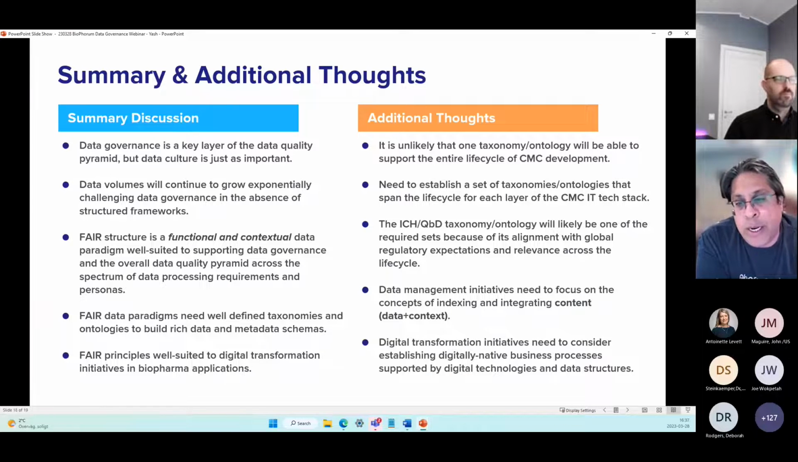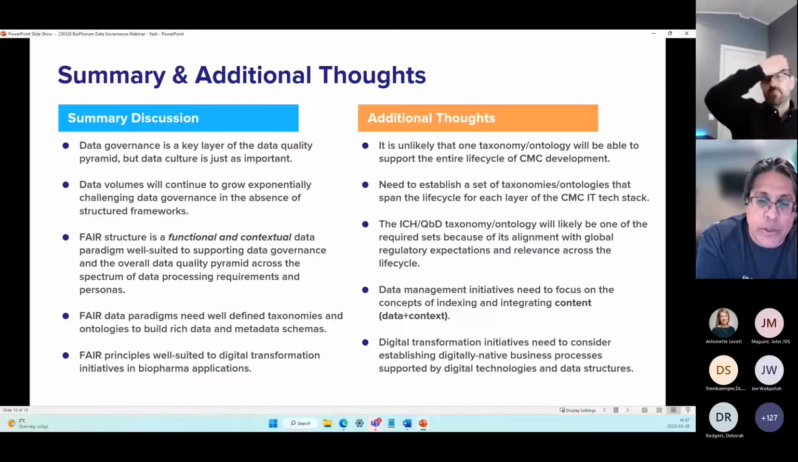But going forward, some additional thoughts that I think everybody needs to consider, and certainly are being considered within the BioPhorum organization. It is highly unlikely that one taxonomy or ontology will be able to support the entire life cycle of CMC development. And so some of the work streams are actually thinking about what should be some relevant taxonomies and ontologies that can be recommended to the industry. And it is probably also likely that you'll need to establish a set of taxonomies and ontologies that really span the life cycle for each layer of the CMC IT tech stack.